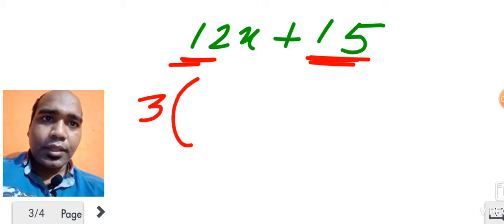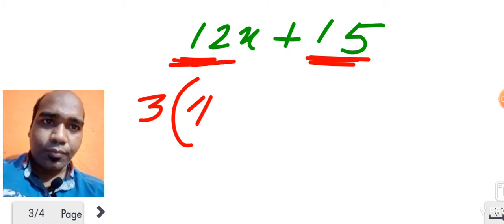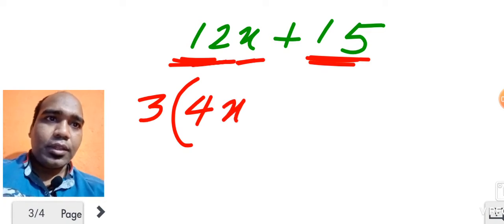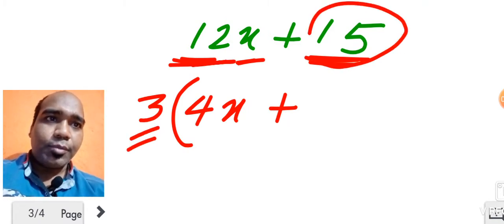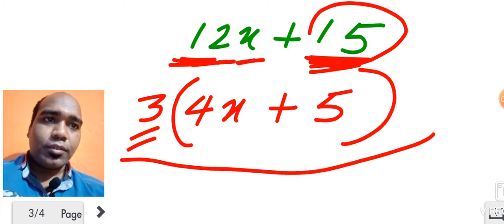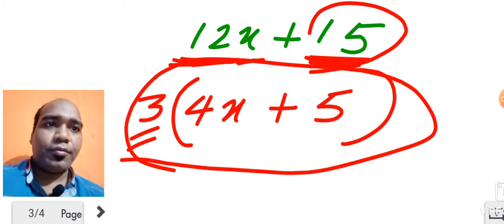Now, 3 into what will give 12? 4, and this x is there, so we will write here x. Now, plus sign is there, so we will write plus. Now, 3 into what will give 15? 5. So we will write here 5. So this is the factorization of 12x plus 15.